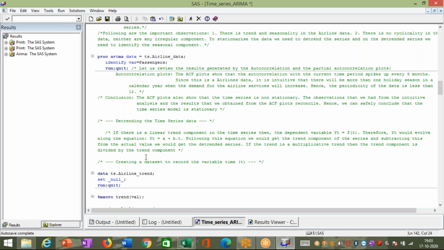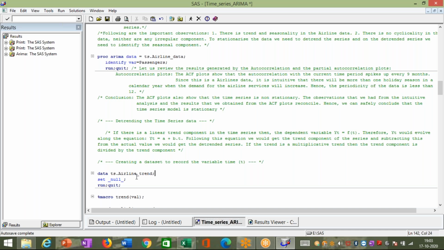Now following this equation, we would get the trend component of the series, and subtracting this from the actual value, we would get the trended series. If it is a multiplicative trend, then the trend component is divided by the observed value to get the trended series.